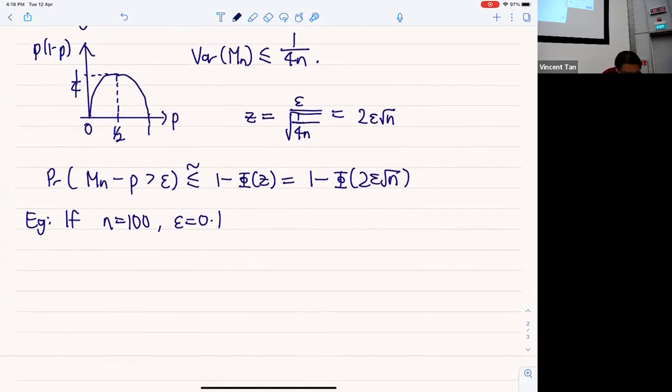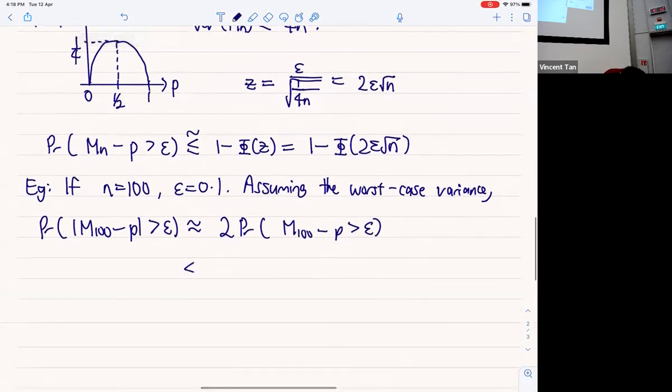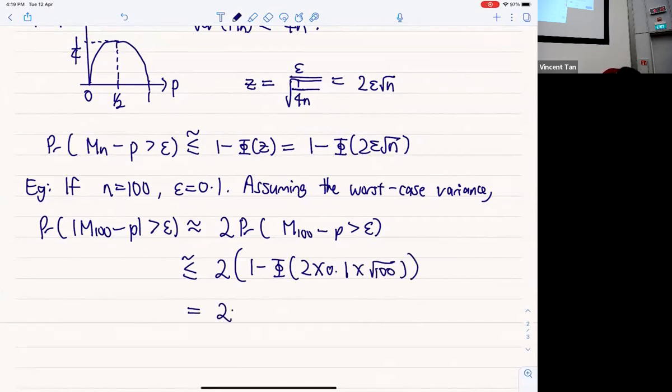So we can plug numbers inside, assuming the worst case variance. What we have is that the probability of M100 minus P bigger than epsilon is approximately 2 times the probability that M100 minus P is bigger than epsilon, which is less than approximately 2 times 1 minus phi of 2 times 0.1 times square root 100. So this becomes 2 minus 2 phi of 2, because this cancels with that.